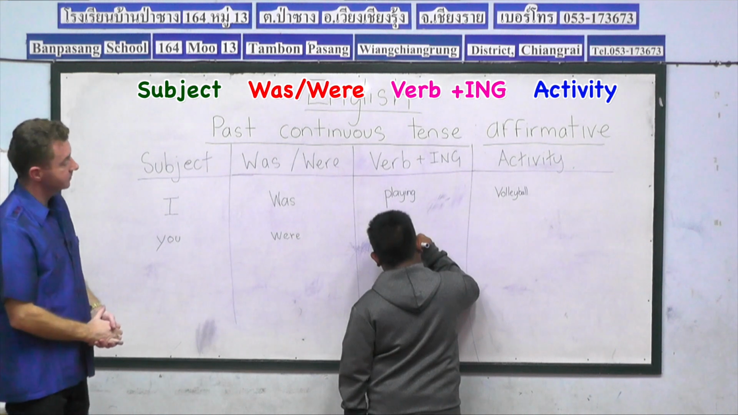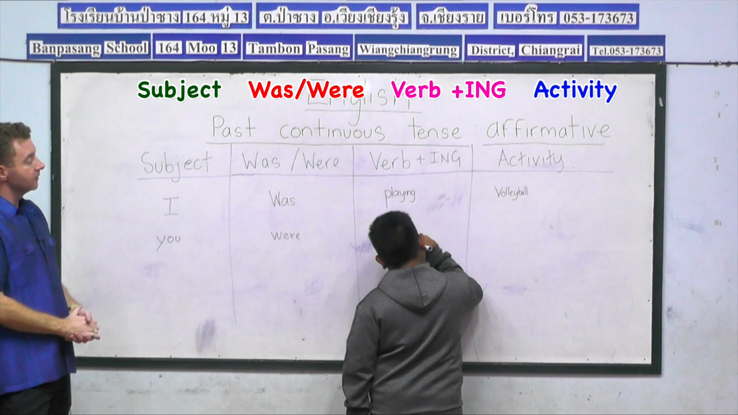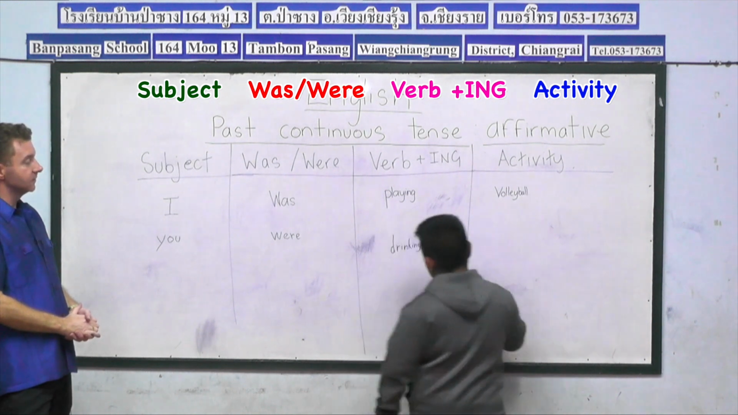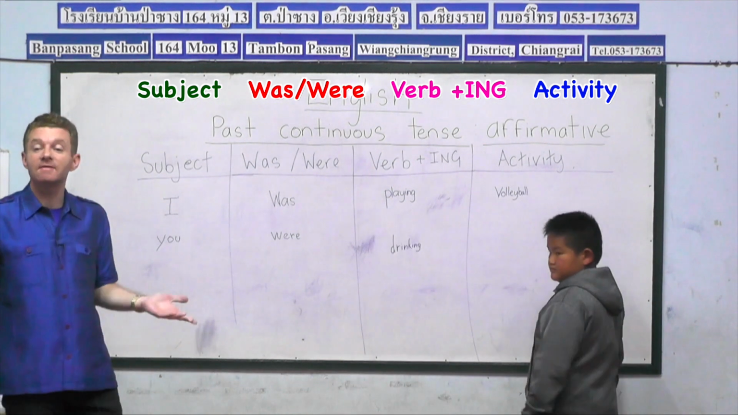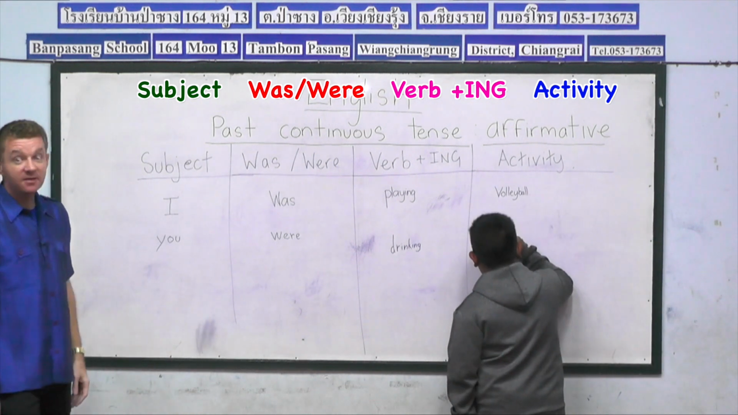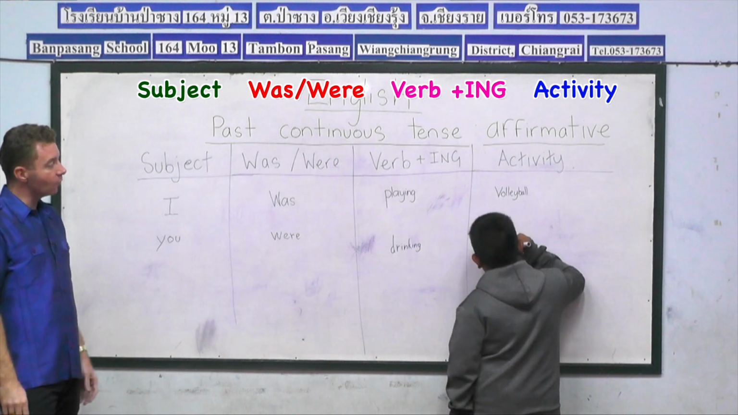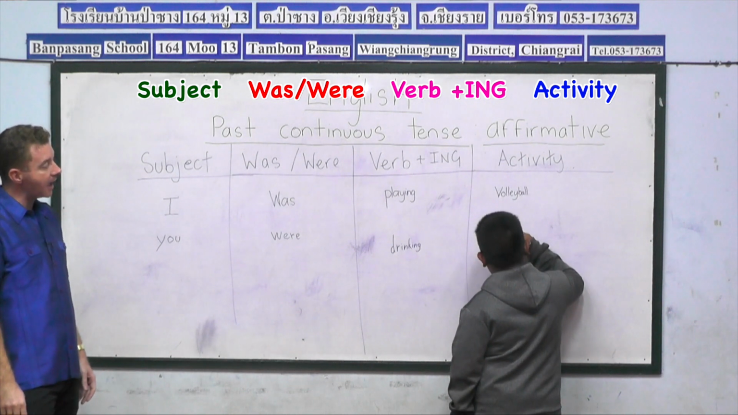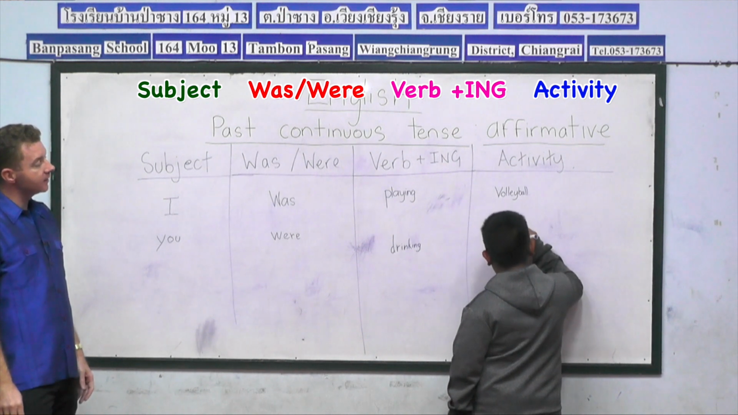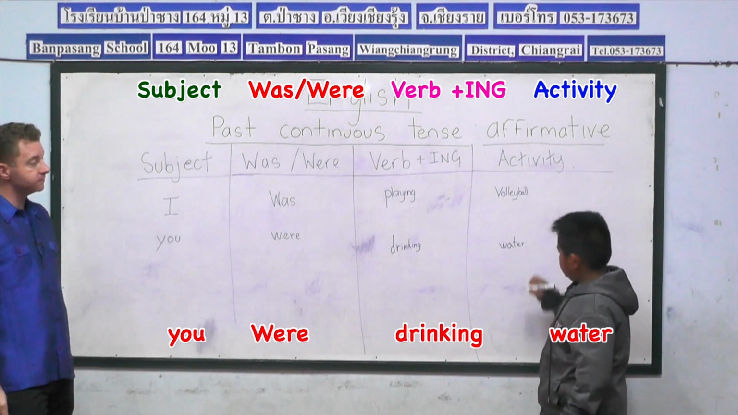D-R-I-N-K. Perfect. And now the final word, the activity. What were we drinking? Could be anything. Milk, water, orange juice. So Net, water. W-A-T-E-R. And don't forget your full stop.